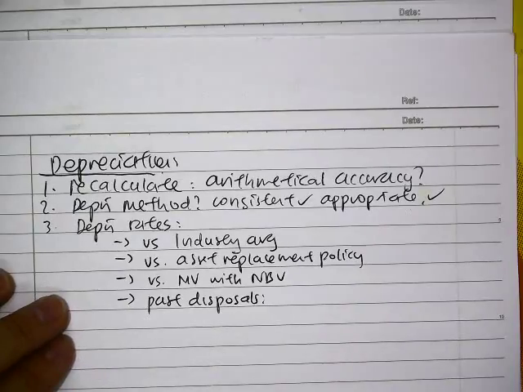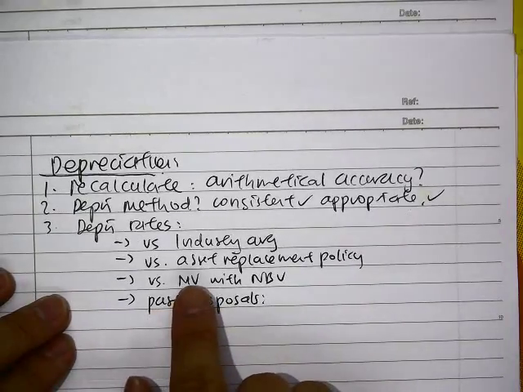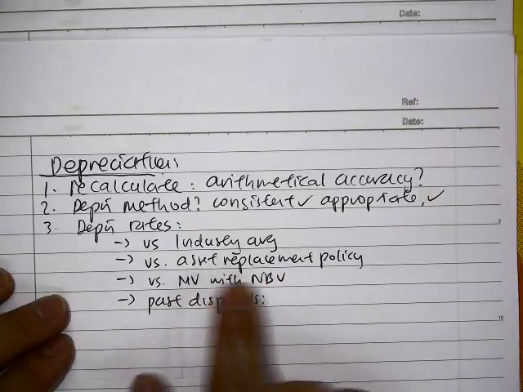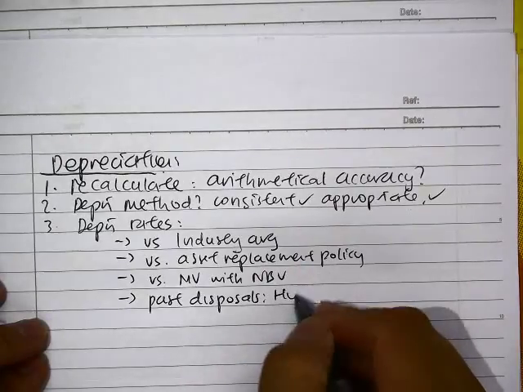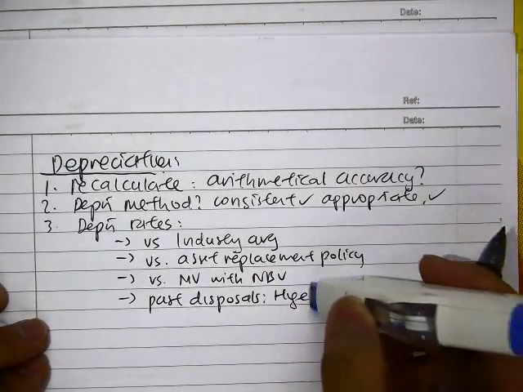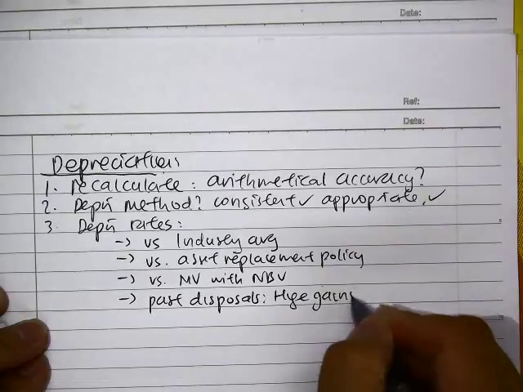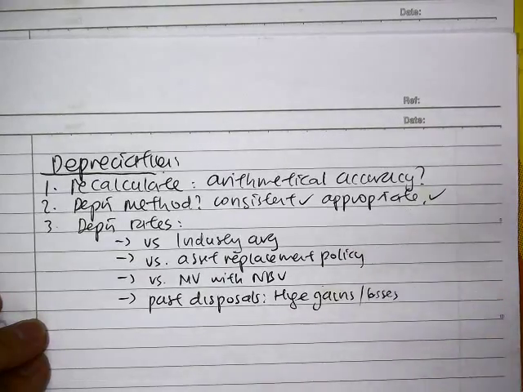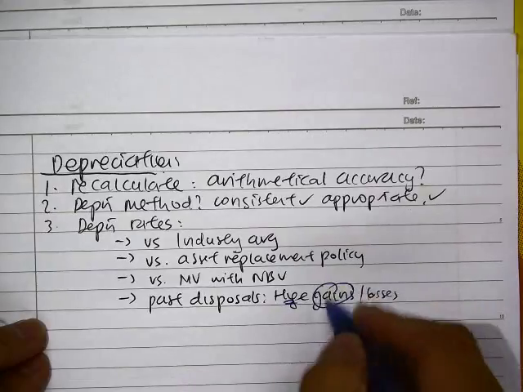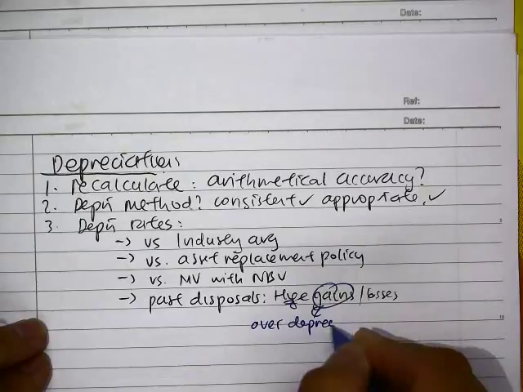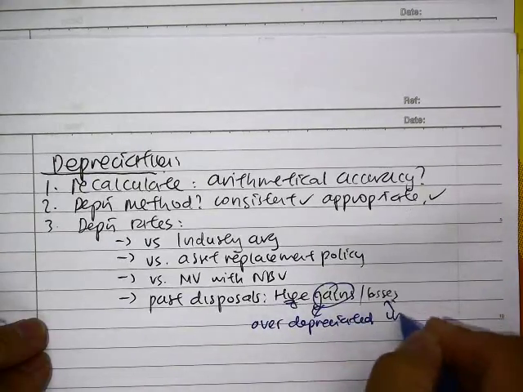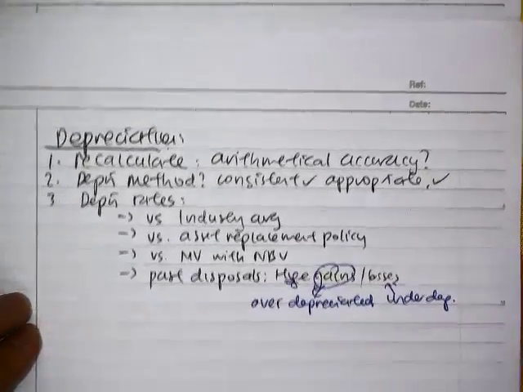Now you can also look at the past disposal. Because usually when you sell off the asset, just as we say, if you have depreciated properly, then the NBV and market value should be quite close to each other. So when you sell, you shouldn't get huge gains or huge losses. But if you review back all the past disposals and you notice that you see huge gains or huge losses, now huge gain indicates you over depreciated, and huge losses you under depreciated.